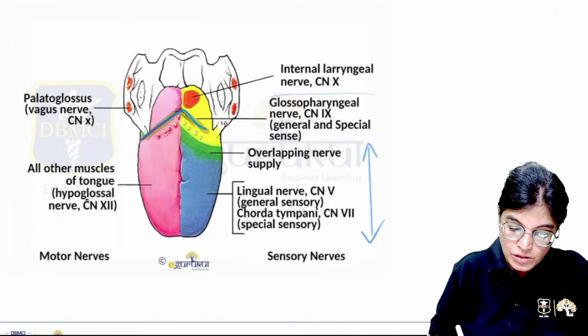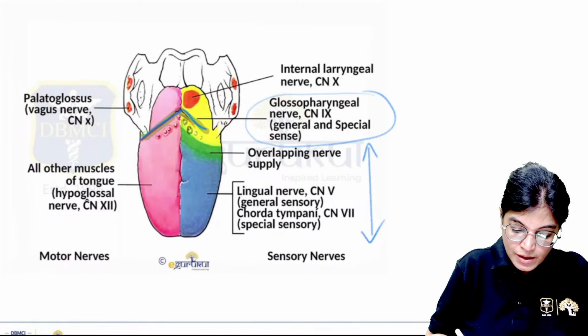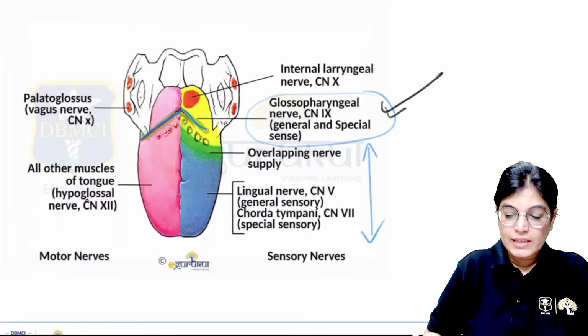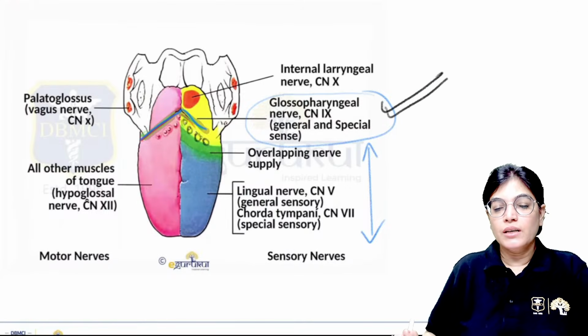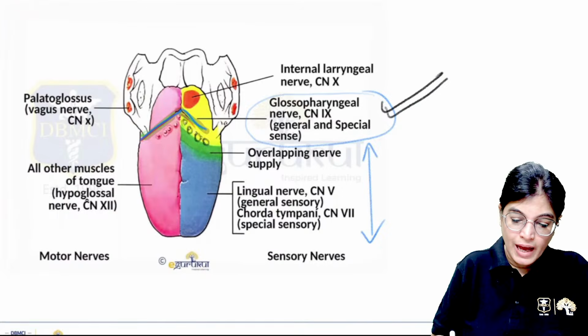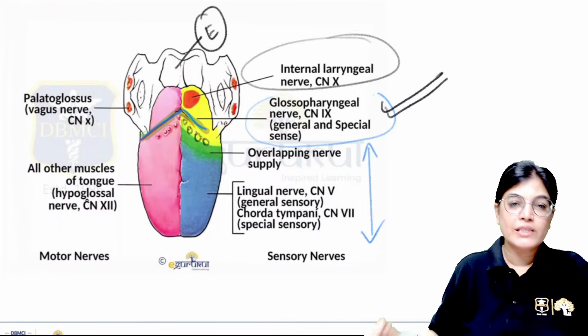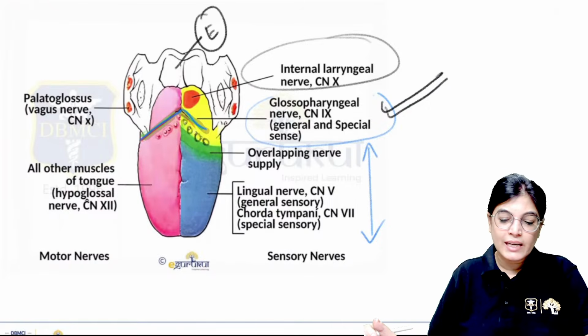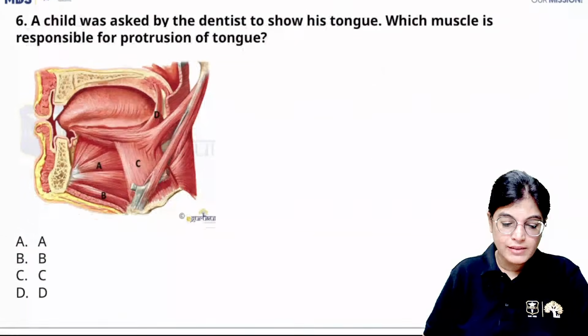If I talk about the posterior part of the tongue along with the circumvallate papillae, this is getting innervation from the glossopharyngeal nerve, both taste fibers and general sensation. And the posterior most part of the tongue, along with the epiglottis which is attached to the posterior part of the tongue, gets innervation from the vagus nerve, which branch? Internal laryngeal nerve. Let's move on to the next, that is question number 6.